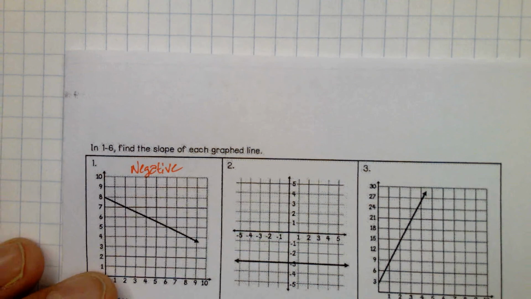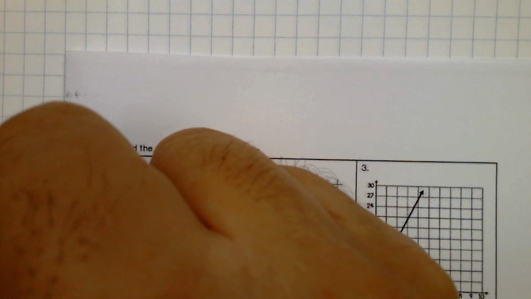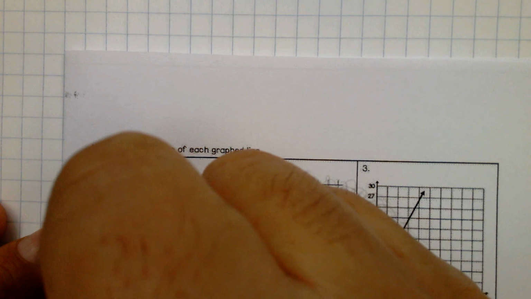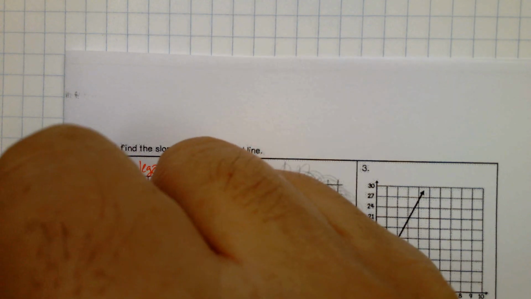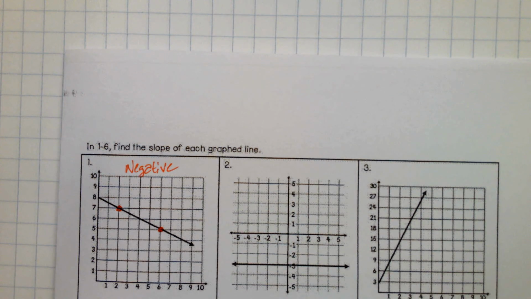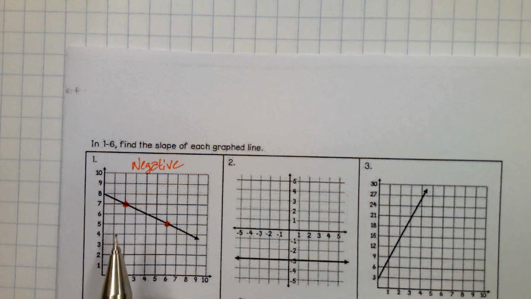So let's pick a couple of points. I'm going to pick this point here, and maybe this point here. I'm just picking some points. Again, start with a point furthest to the left. You ready, guys? Over here.